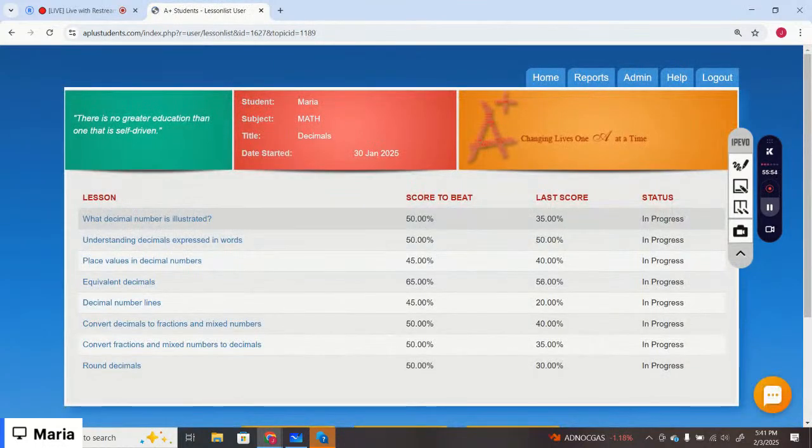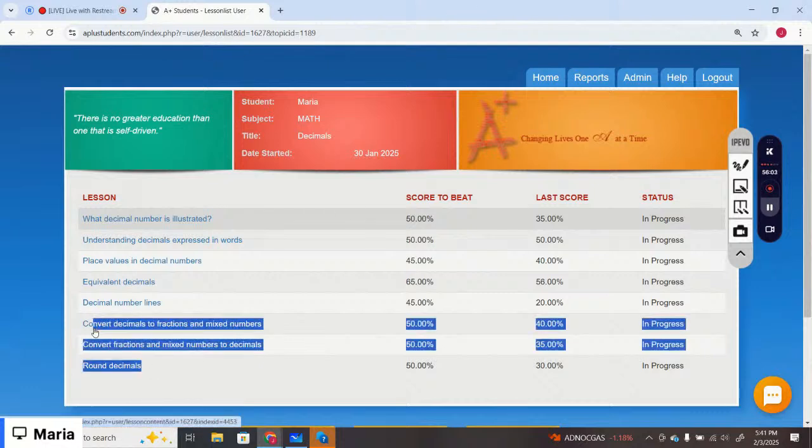So we were working on grade 4 math. The chapter we were working on is decimals. The lessons we have covered today are decimal number lines, convert decimals to fractions and mixed numbers, convert fractions and mixed numbers to decimals, and round decimals. So please make sure before the next session you complete all the practice questions for the lessons we just did. That is your homework until the next session.